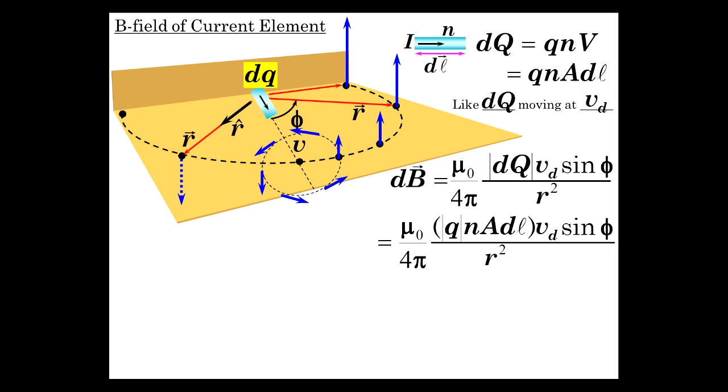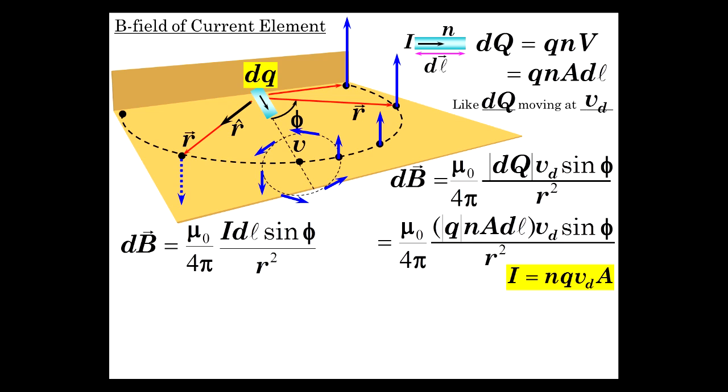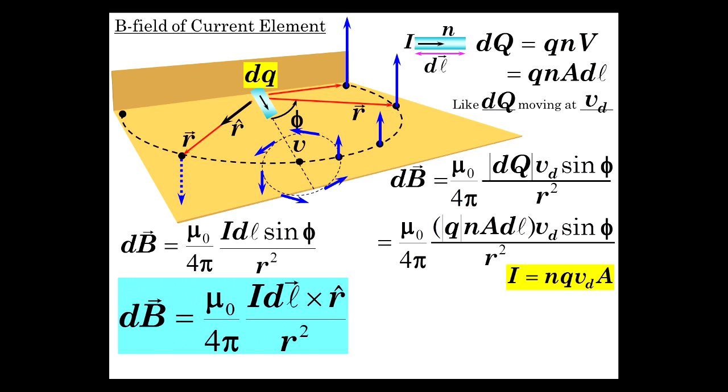But now, this looks kind of nasty. Let's see if we can simplify this. Well, what's current? Current is the number of charges per volume times the amount of charge times drift velocity times cross-sectional area. So that simplifies this a lot to the expression I dl sine of phi over r squared. So we have the differential magnetic field, mu 0 over 4 pi, I dl cross r over r squared, which is the Biot-Savart law.